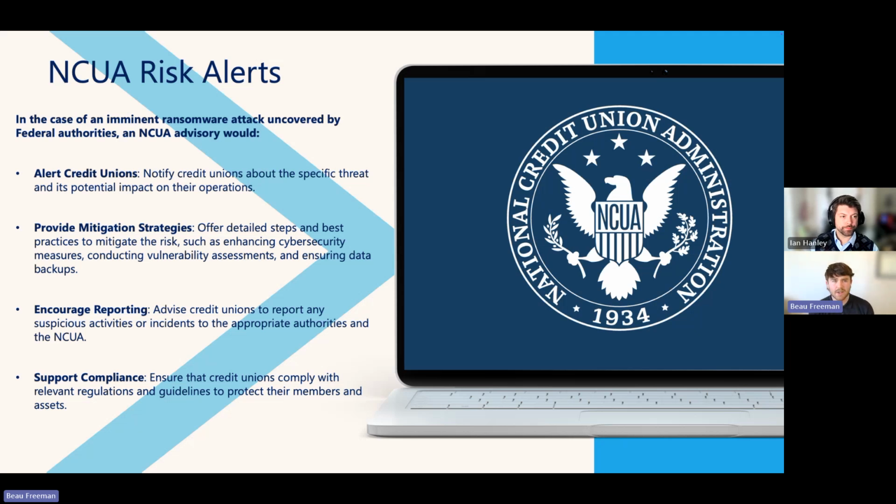Inside of those risk alerts, they'll say, this is what's happening. These are the potential threats. This is what you need to be on the lookout for. They'll provide some mitigation strategies: you need to do this, make sure you have this in place, make sure you're doing this. They'll encourage reporting, making it easy for you to report any suspicious activity and let them know what's going on. And there are other ways they can help support compliance. Fantastic. We love the NCUA.